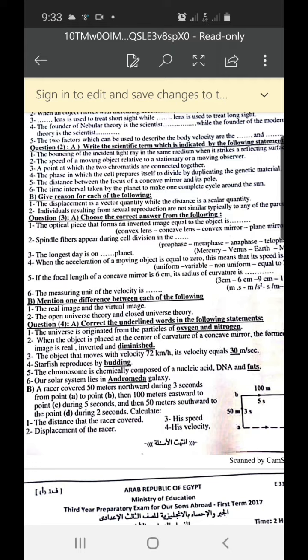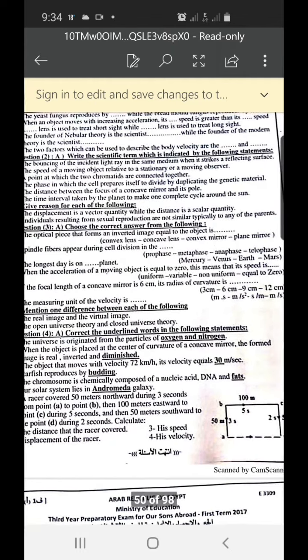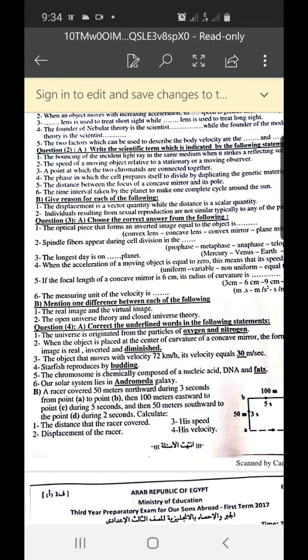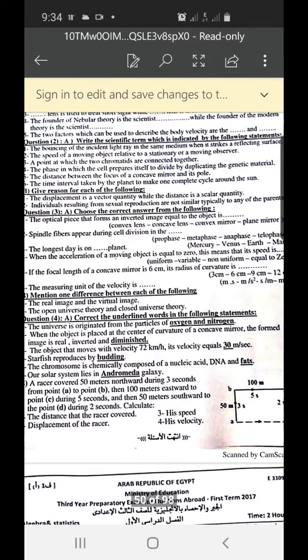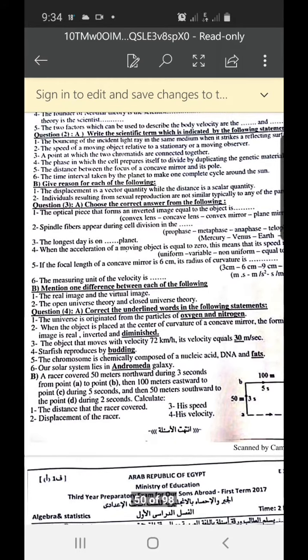Number 2, individuals resulting from sexual reproduction are not similar typically to any of their parents. The answer is because in sexual reproduction there are two sources of genes. The first source from the male gamete and the second source from the female gamete. And sexual reproduction depends on meiosis division, which ensures the genetic variation by the crossing over phenomenon.